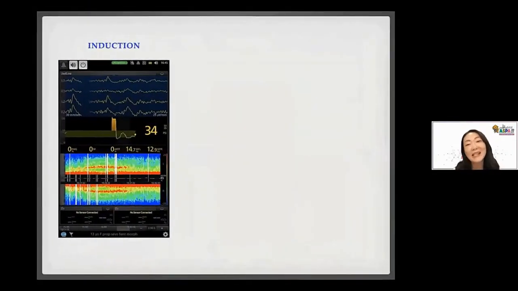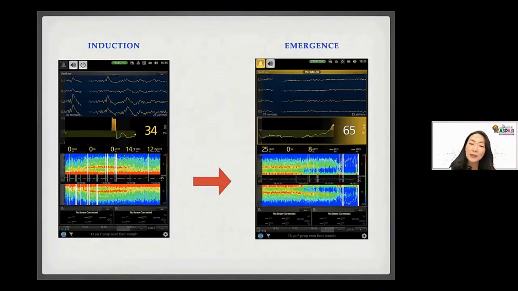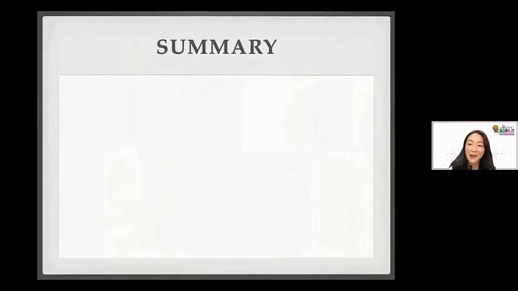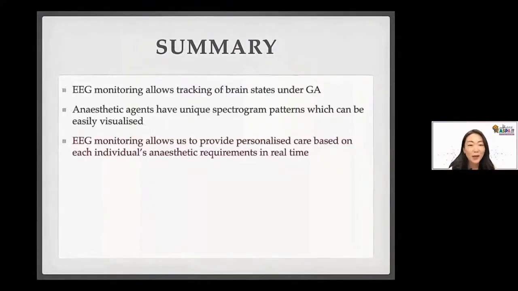So through these case examples, I hope I've shown you that from induction to emergence, different things can happen in the brain, right? And if we don't monitor the EEG, we would have no idea what's going on through the course of the anesthetic. I just want to summarize what we've talked about.